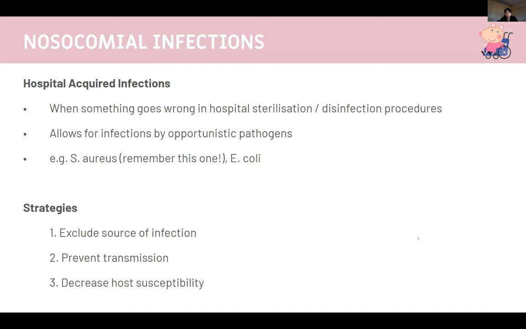Finally, nosocomial infections. So it's just another word for hospital acquired infections. So we have hospital acquired infections when something basically goes wrong with the normal sterilization and disinfection procedures. And so this allows for opportunistic pathogens to proliferate and infect patients. So very important, nosocomial microbes are Staph aureus and also E. coli. And what are the ways that we can use to reduce nosocomial infections? Well, we can exclude the source of the infection. We can prevent transmission. So that includes through good hand hygiene and also decreasing host susceptibility.